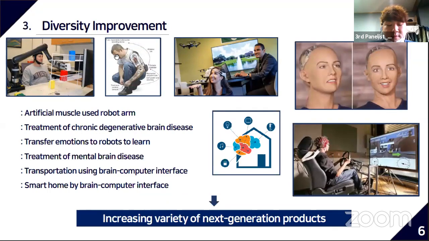Lastly, the diversity improvements. Just as various BCI or BMI studies, such as moving a robotic arm or controlling a drone with brain waves, have been conducted so far, more diverse and novel studies will be conducted in the future. For example, artificial muscles for the treatment of chronic degenerative brain diseases, treatment of mental brain diseases, transfer of emotions to robots, transportation or smart home using BCI may appear in the future.